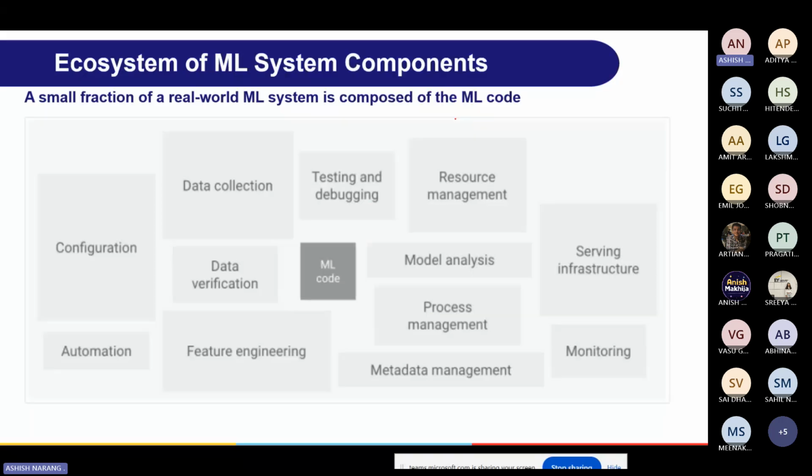This is all a small fraction of a real-world ML system. It is composed of these things. You can see data collection is there, data verification is there, feature engineering is there, process management, metadata management, model analysis, resource management. So all this is the whole ecosystem of ML system components, right?